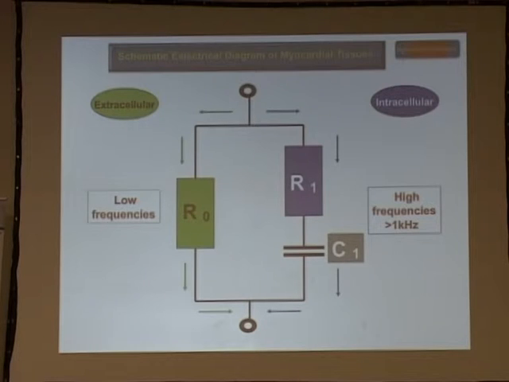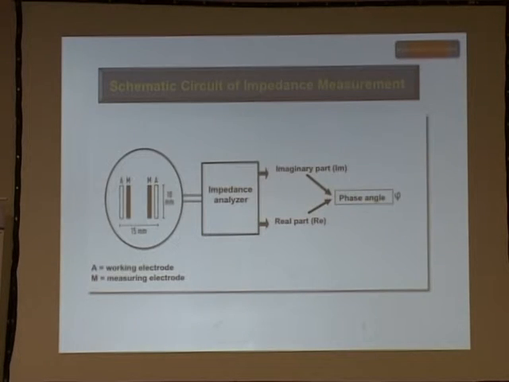And now this is the total schematic electrical diagram, what happens if we put an alternating current through myocardial tissue, through the ischemic tissue. And what do we need? At first, we need a special probe, and this probe has 4 gold-plated electrodes. The outer ones inject the current into the myocardium, while the inner ones, the measuring electrodes, measure the voltage change during ischemia.